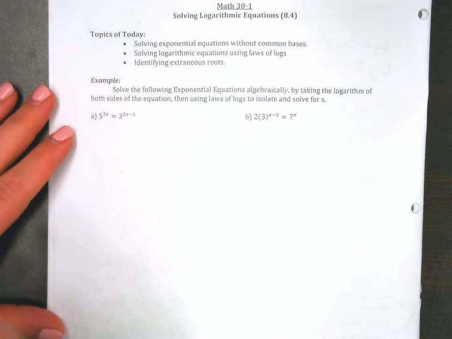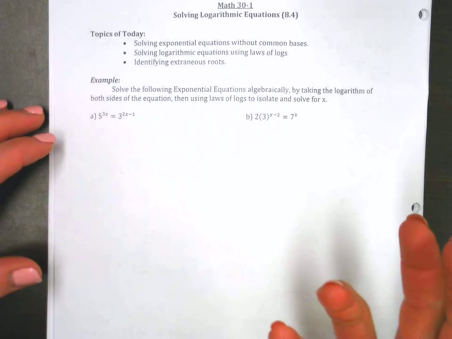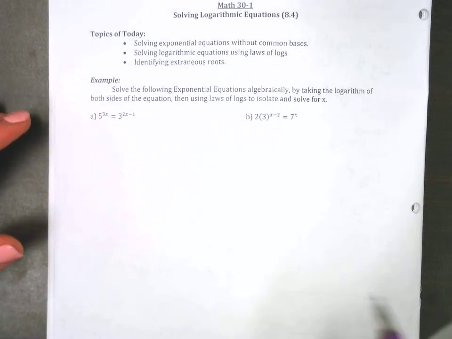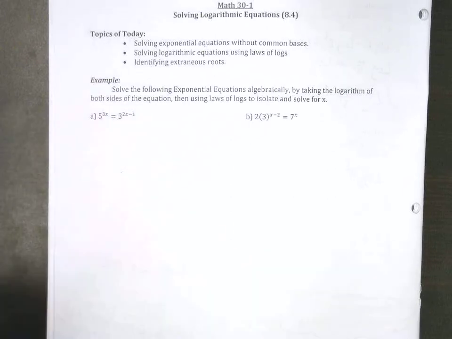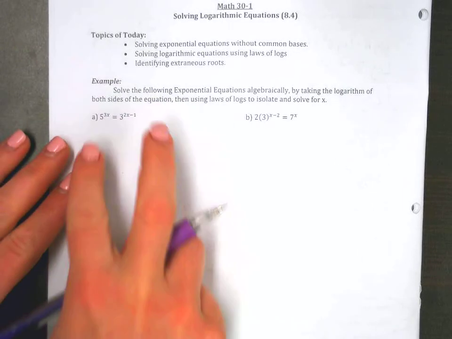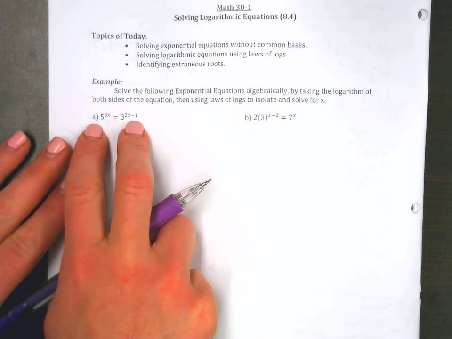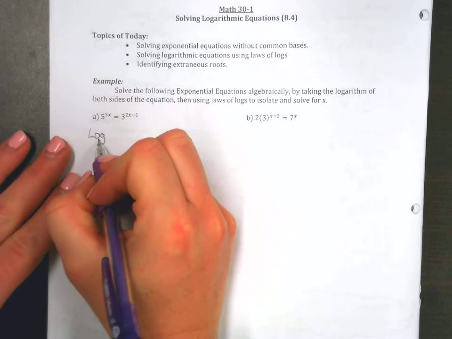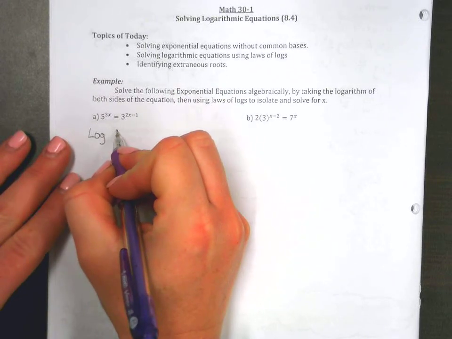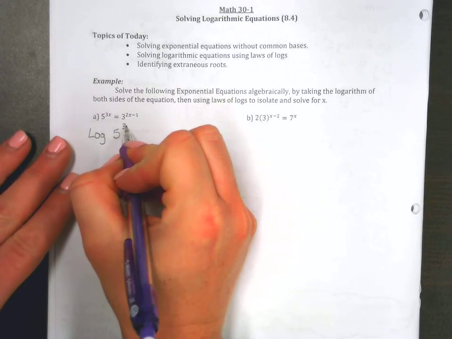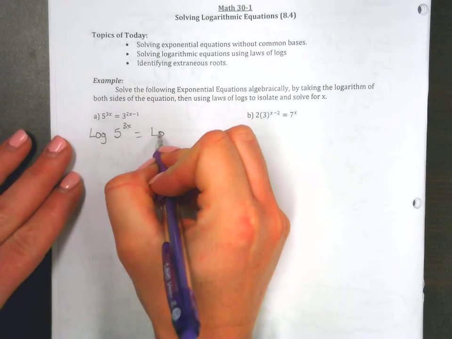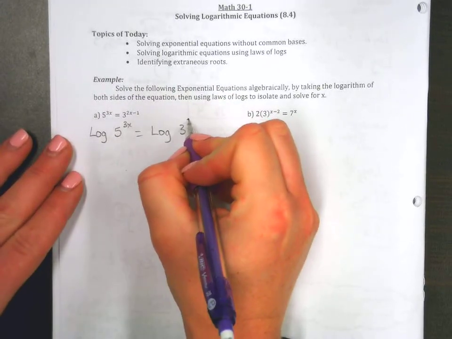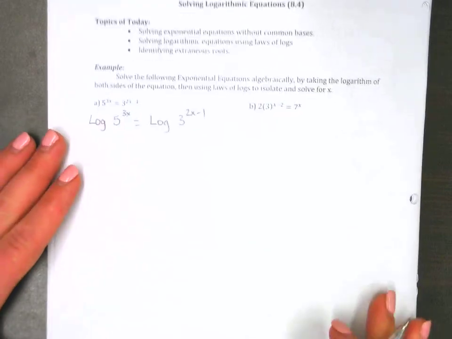So we're going to take the log base 10 of both sides of the equation. So I'm going to take the log base 10 of 5 to the power of 3x equals log base 10 of 3 to the 2x minus 1. So now we're going to use laws of logarithms and factoring skills and things like that in order to solve for x.